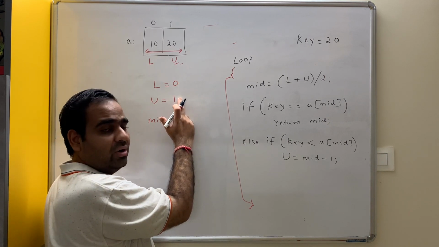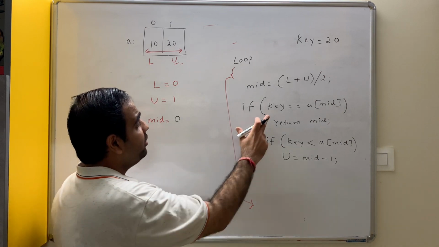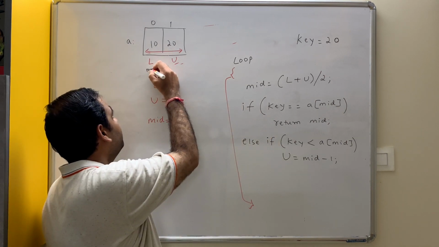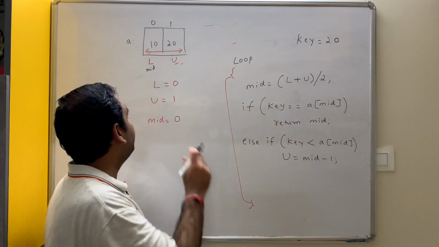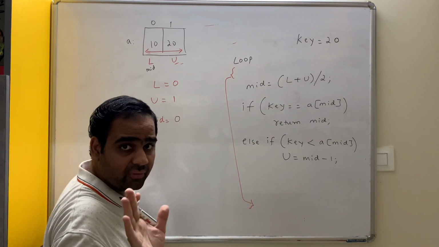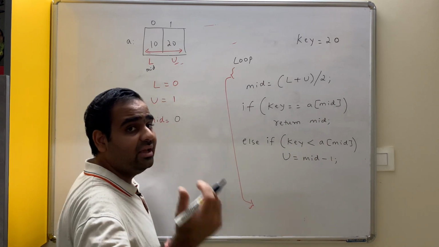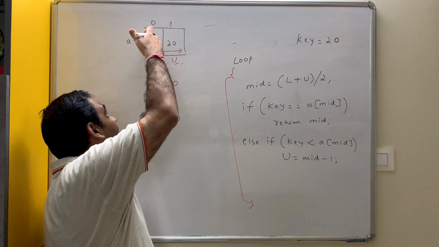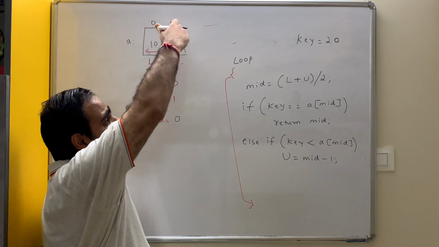0 plus 1 is 1. 1 by 2 is 0. Midpoint will become 0. Now this is midpoint here. What is key? Key is 20. Is 20 equal to 10? No sir, 20 is not equal to 10. Is 20 less than 10? 20 is not less than 10. That means I need to search on the RHS subarray.